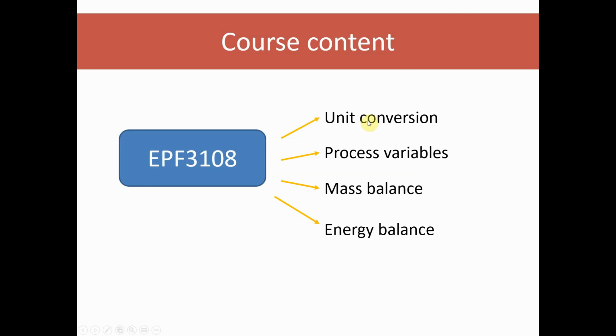After we complete the unit conversion, we will move to learn about a few process variables such as temperature, pressure, and so on, which will also involve lots of calculations. And then we are going to move to the two main topics of this course, which are the mass balance and energy balance, in which I will provide a few examples related to food processing to apply the mass and energy balance calculations. So these are the 4 topics for this course.